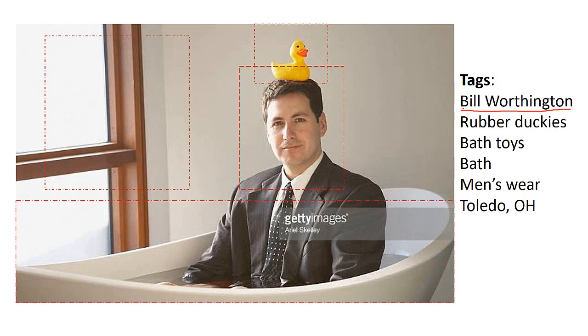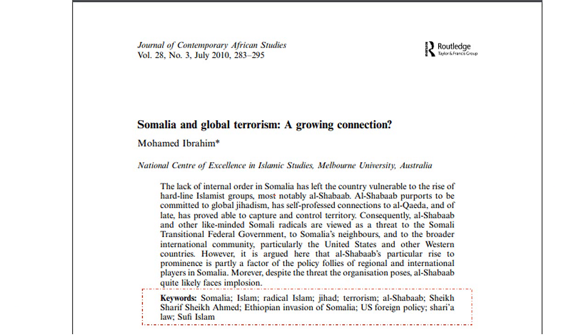We could also tag it with something like rubber duckies. That way, if people are looking for rubber duckies, they find our boy, Bill Worthington. We could tag it with bath toys, bath, menswear. I'm going to assume this is Toledo, Ohio. I don't know why. It just seems very Ohioan. But that's sort of how we can start to associate that.